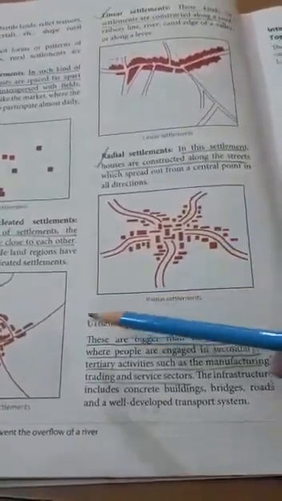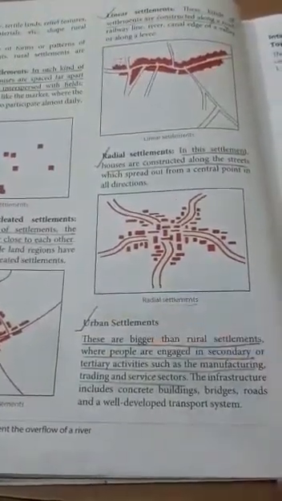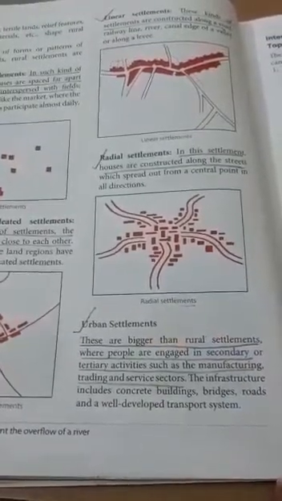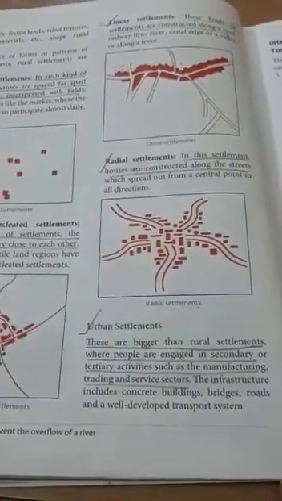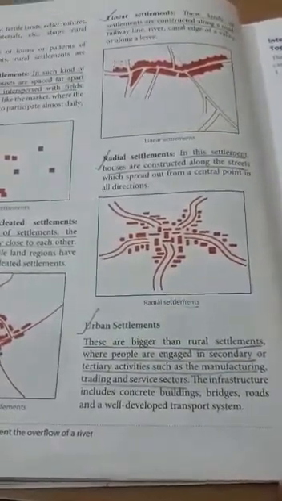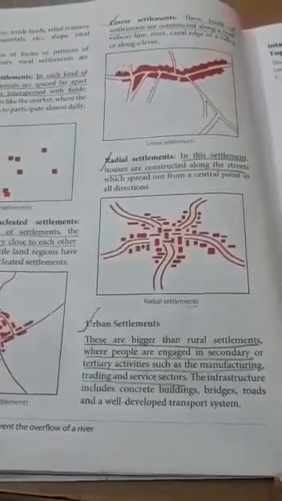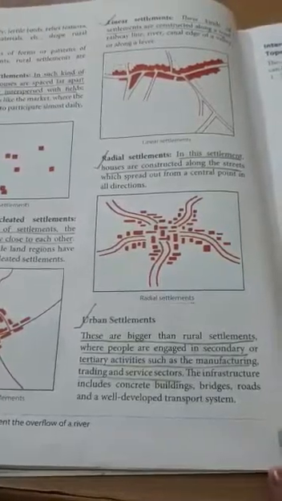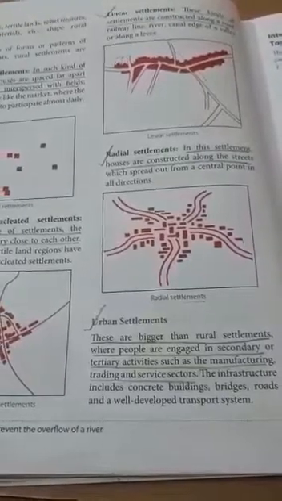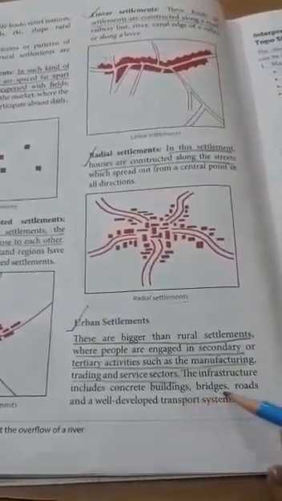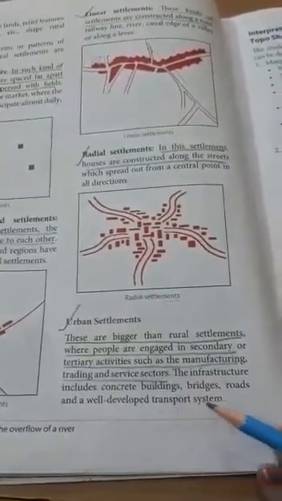The last category of settlement is the urban settlement. What are these? These are quite bigger than the rural settlements. And here people are mostly engaged in secondary or tertiary activities such as manufacturing, trading and service sectors. The infrastructure in this kind of settlement includes concrete buildings, bridges, roads and a well-developed transport system.